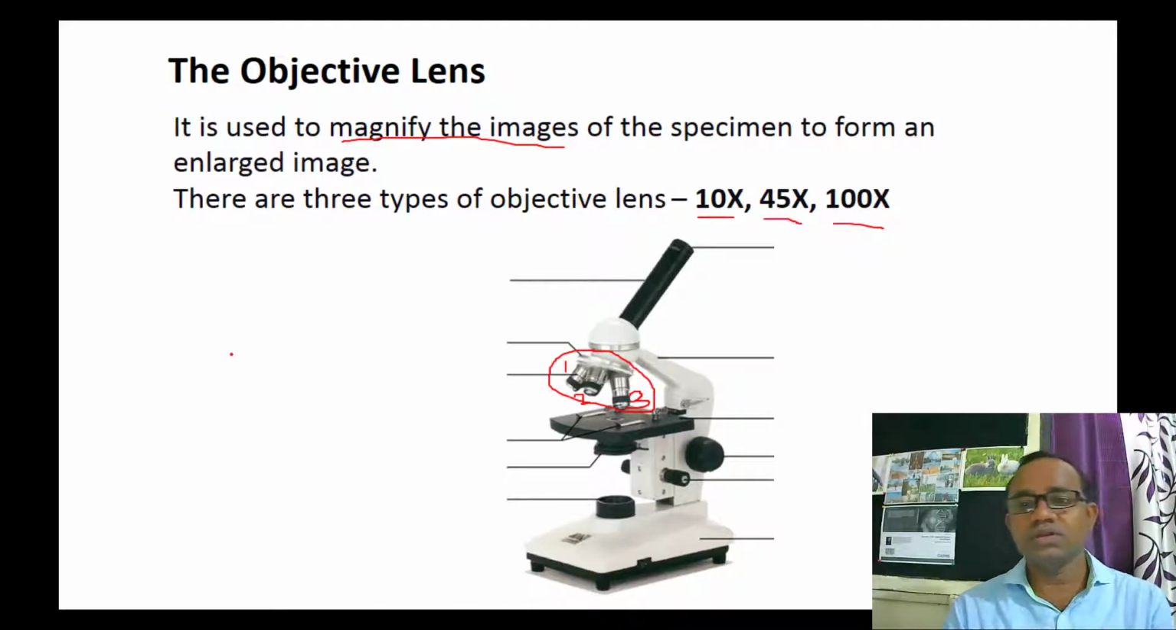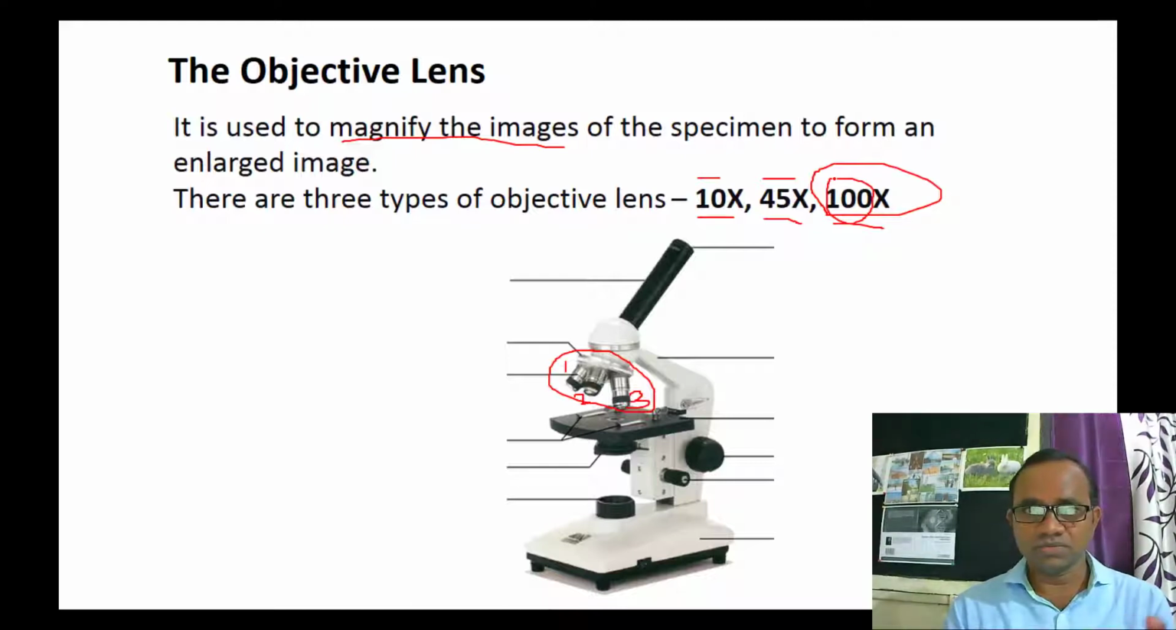Now what does 10x mean? The original size of the object will be multiplied by 10. That means an image 10 times bigger can be produced. Similarly, 45x means the object can be observed at 45 times its original size. The 100x means the size of the object is multiplied 100 times. So what is x? X is for multiplication, which multiplies the size of the object by this particular number: 10, 45, 100. The 100x is actually the oil immersion objective.